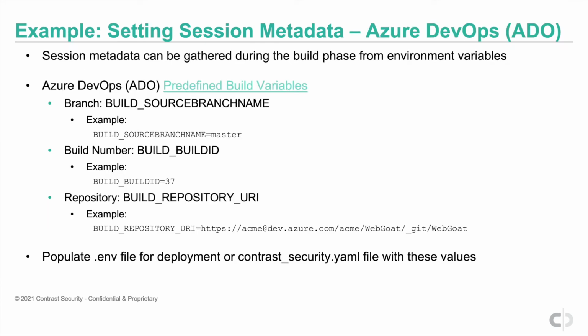Collection of the data will differ depending on the build system in use, but will usually come from predefined environment variables coming from your build system. For example, with Azure DevOps pipelines, there are many predefined variables available, which can be used to collect information such as the source code repository branch, the build number, and the repository URI. This is not exhaustive, and there may be company-specific variables as well that are defined here that you may want to use. Once the data is collected from the build system, it can be used to populate the Contrast YAML configuration file or the Contrast session metadata environment variable passed to the application at runtime.